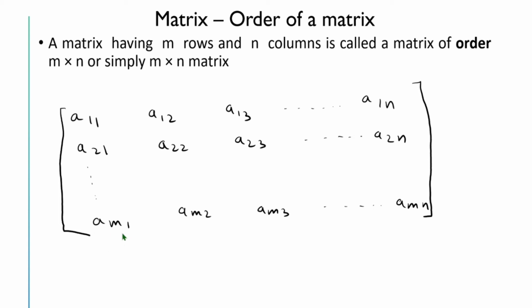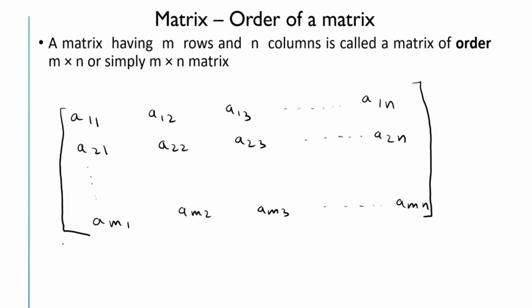Am1 is the element in the mth row, first column. Am2 is the element in the mth row, second column, and so on, up to Amn, the element in the mth row, nth column. So this is how the elements in a matrix are given, and this is the usual arrangement of the elements in a matrix.